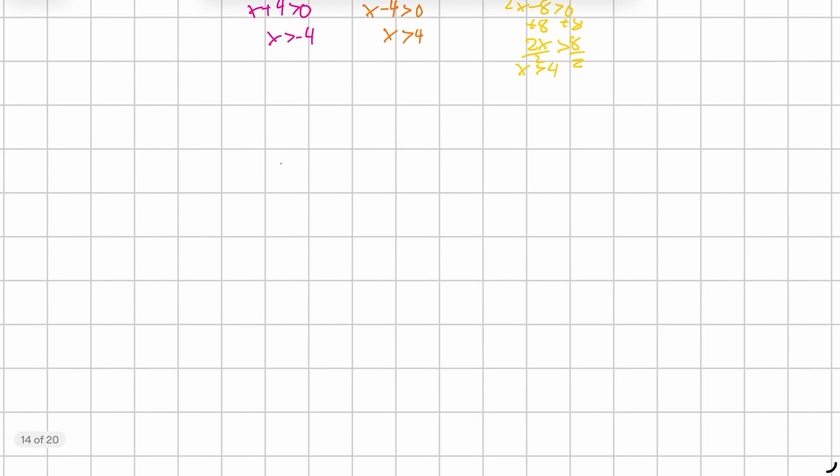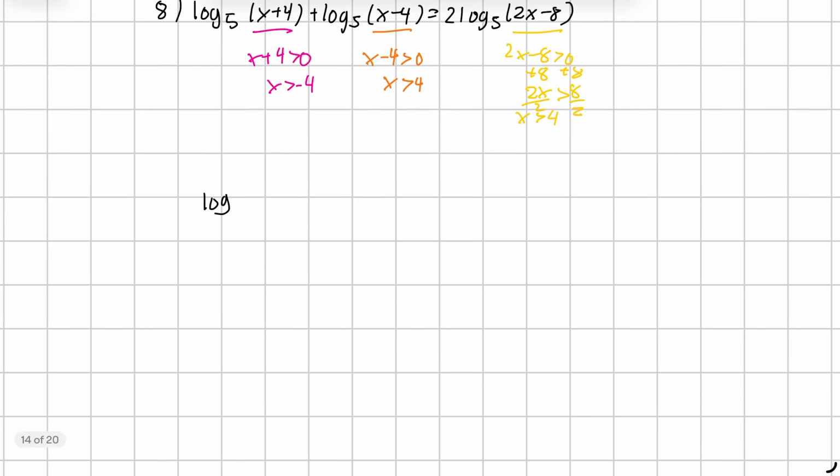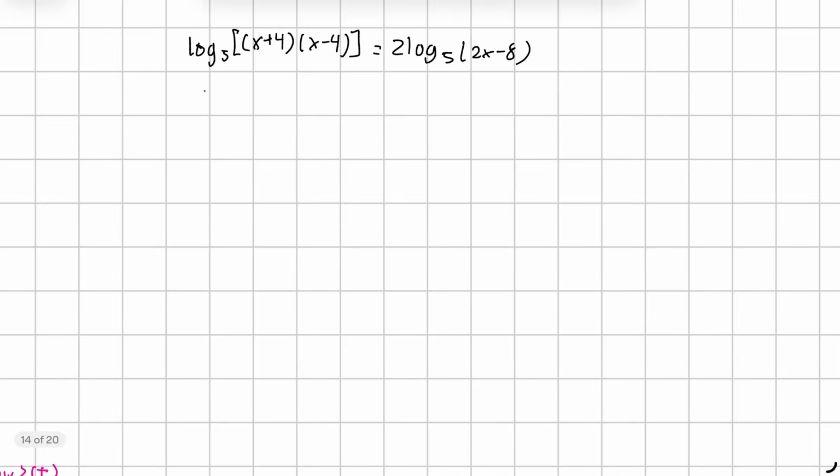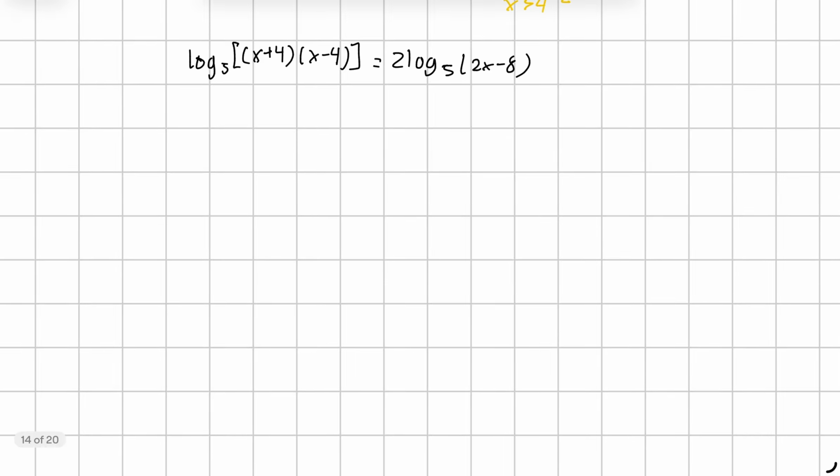Now, let's combine the left side. We have log base 5 of x plus 4 times x minus 4 is equal to 2 times log base 5 of 2x minus 8. So on the right side, you can use the power rule. We can take this and write this as log base 5 of 2x minus 8 to the power of 2. So we're just going to move that up there.